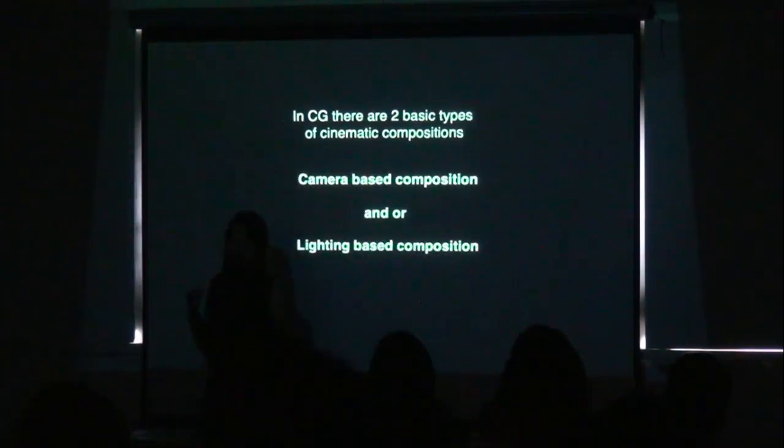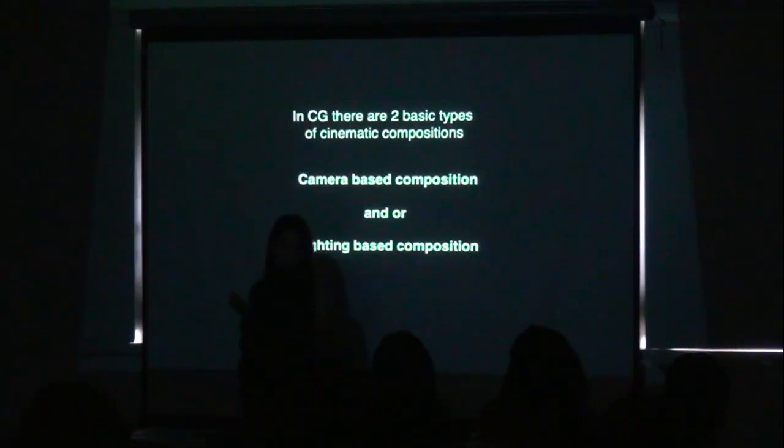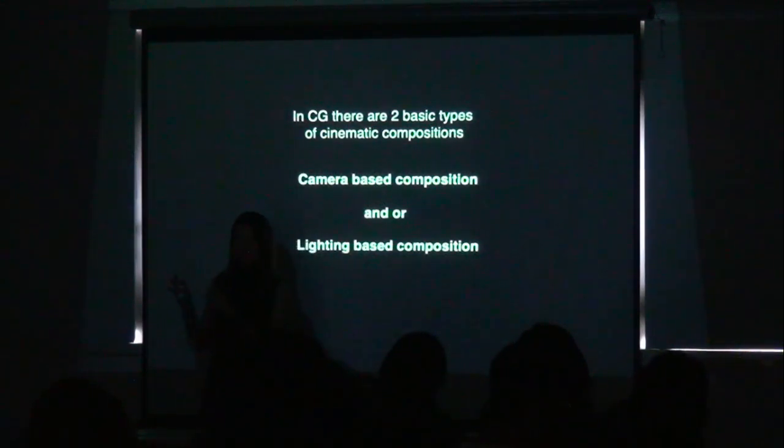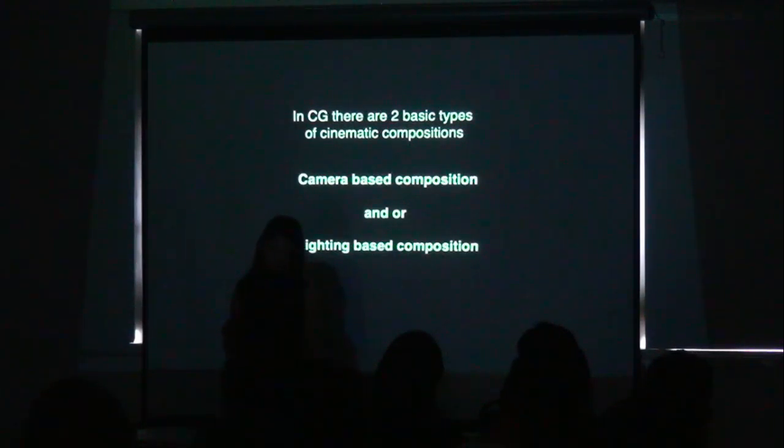Now in CG, what's CG? Beautiful. In computer graphics, there are two basic types of cinematic compositions. One is a camera-based composition, and the other is a light-based composition. For today's talk, I've stayed closer to camera-based compositions. I'm not talking too much about lighting today, but just so you know, lighting is one way of creating staging and composing, creating cinematography.